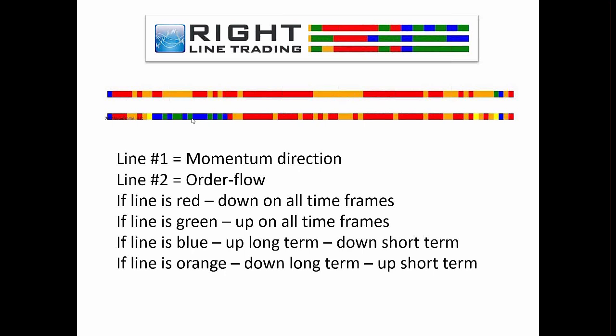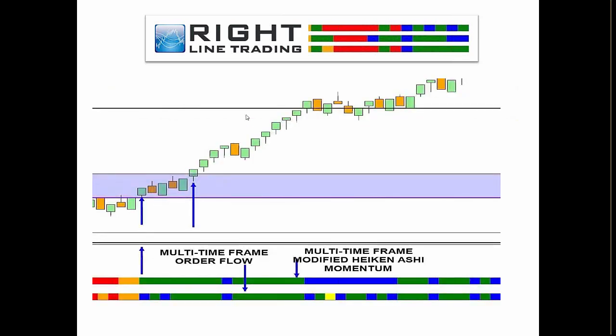When it's green, all the higher time frames align to the upside. When it's blue, only the longest term time frame aligns to the upside. Best colors are red and green. Now let's take a look at price. Here's your multi-time frame assessment of momentum. The lower is your multi-time frame assessment of order flow.